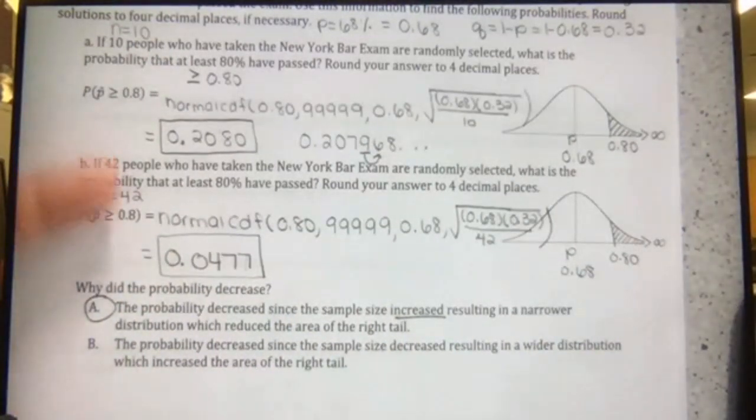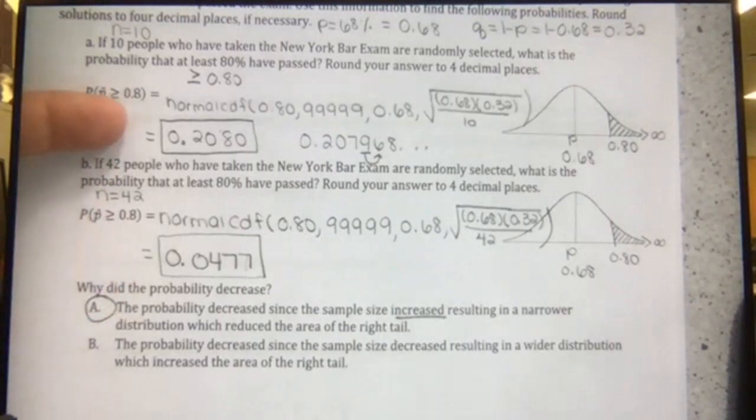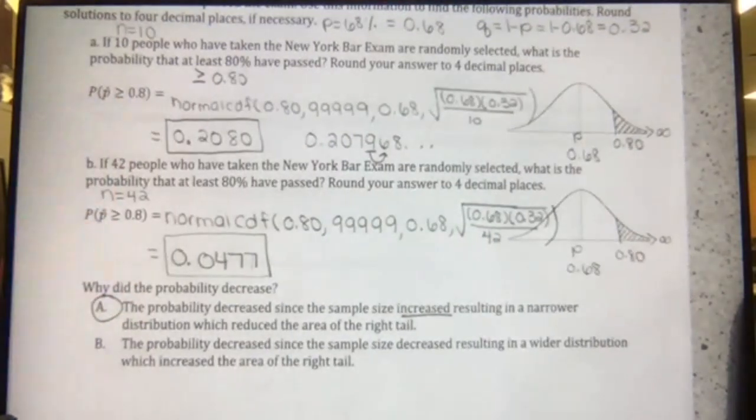Why did our probability get smaller? Because we went from a sample size of 10 to a sample size of 42. The sample size increased. Let me just go to the next page.